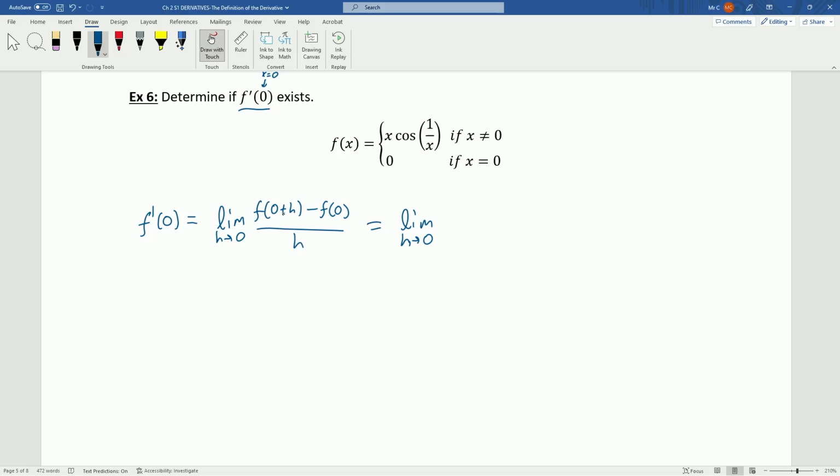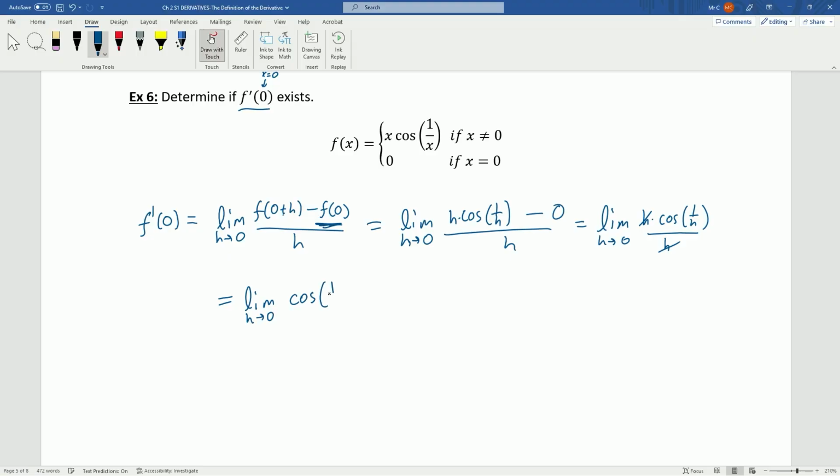So when I look at h not equal to 0, I use this part of the definition. This would be h times cosine of 1 over h minus f of 0, which is just 0, divided by h. So this is the limit as h goes to 0 of h times cosine of 1 over h, all over h. All right, let's write one more step here for clarity.